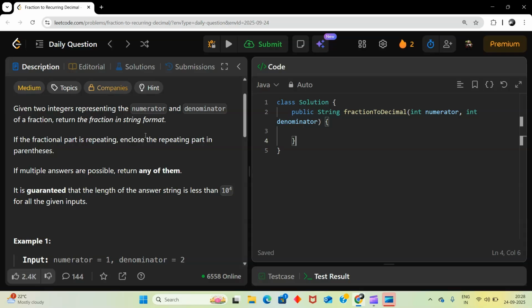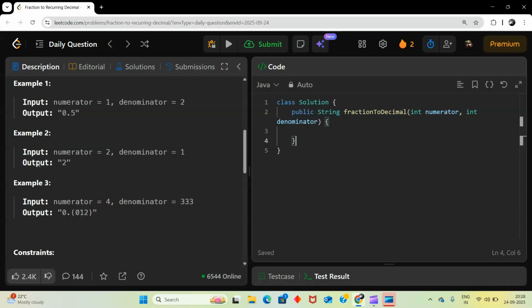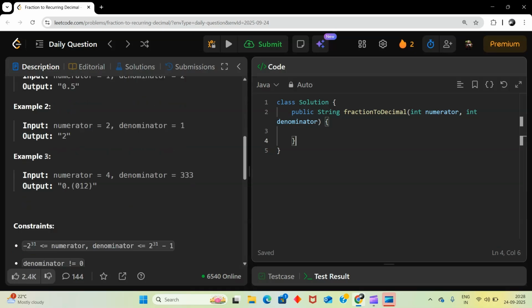Let's look at an example. Numerator is 1, denominator is 2, so 1 by 2 is 0.5, and we have to return it in string format. In example 2, numerator is 2, denominator is 1, so 2 by 1 is 2. In the third example, numerator is 4, denominator is 333. 4 divided by 333 gives 0.012012 and so on. That means it is recurring.